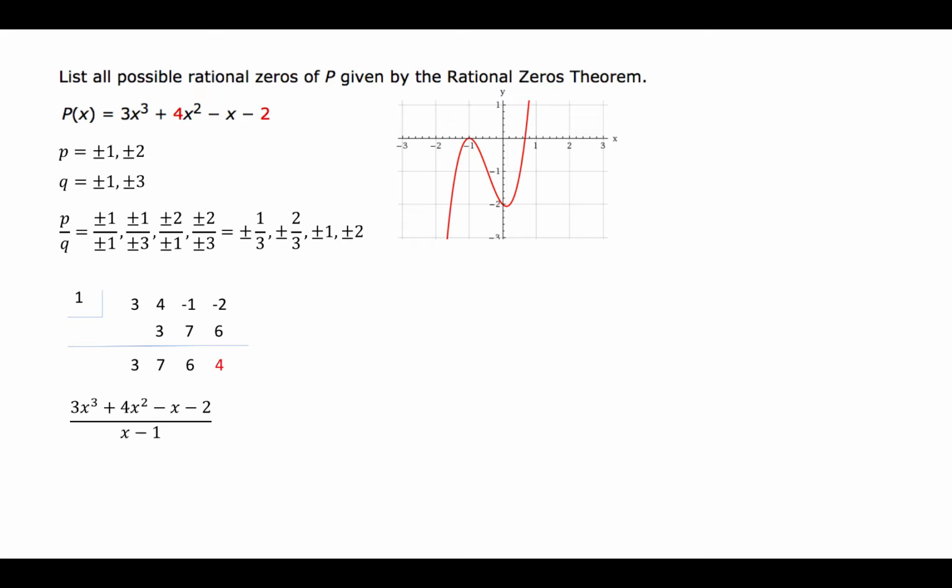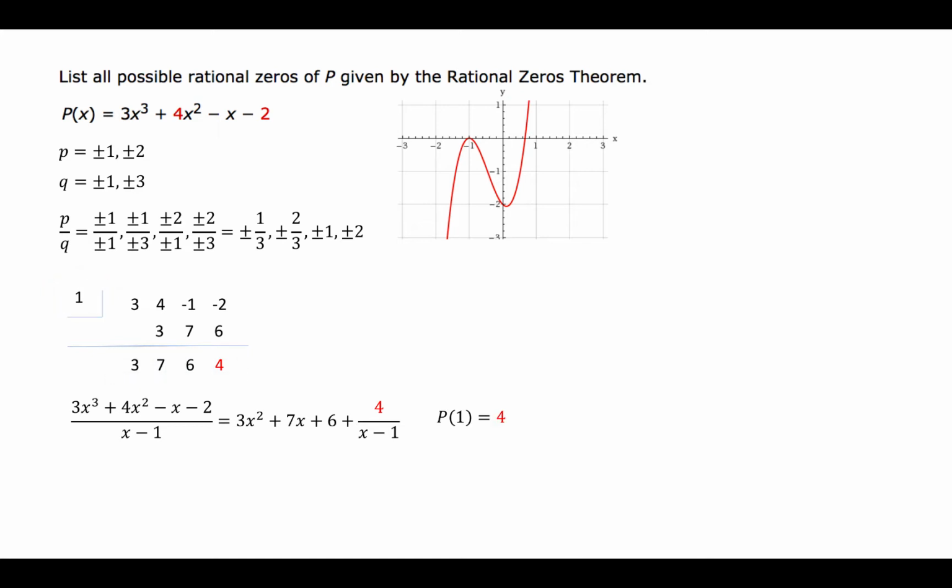This value of 4 represents the remainder when we divide the polynomial p of x equal to 3x cubed plus 4x squared minus x minus 2 by the divisor x minus 1. The other values, 3, 7, and 6, represent the coefficients of the quotient polynomial. The result would be 3x squared plus 7x plus 6 plus the remainder 4 over the divisor x minus 1.